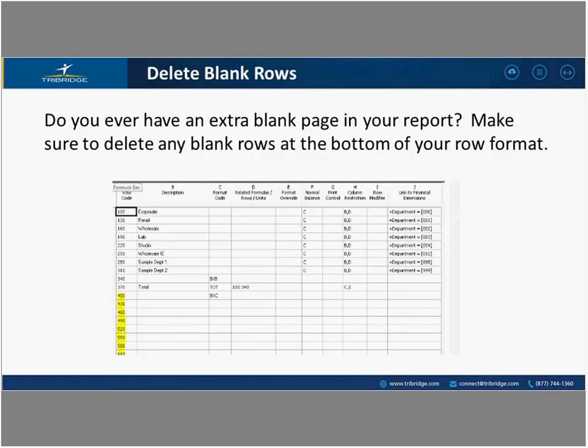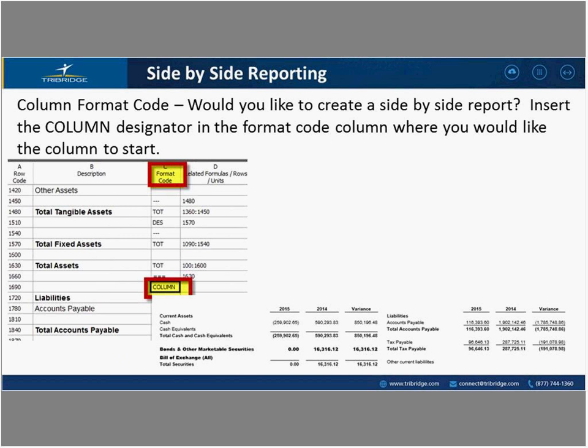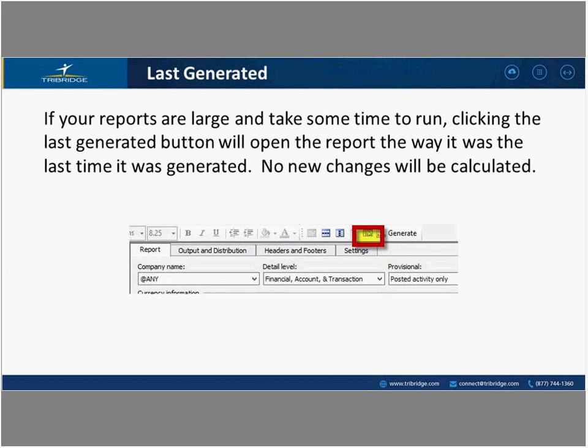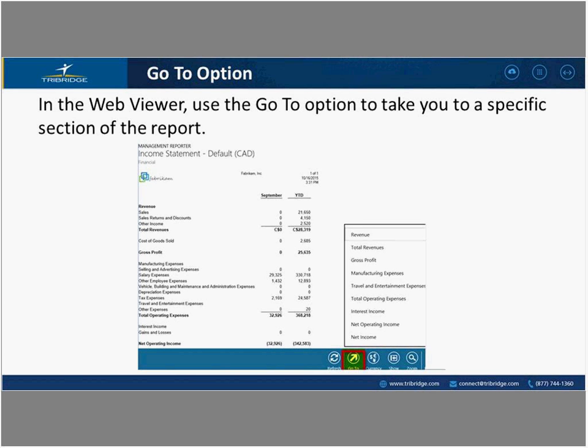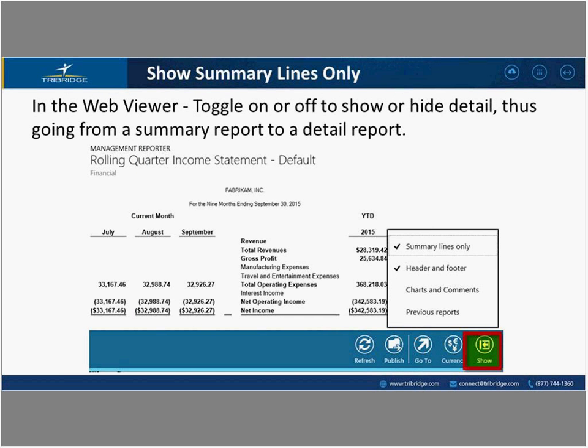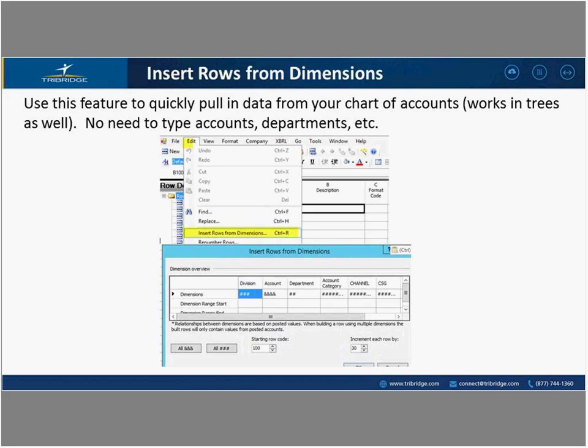Page at the back of the report and moving those blank lines at the end of the row format. To side-by-side reporting and indenting, I skipped that, and that's kind of cool. Last generated, where you'll just click that little button and it'll give you the report the way it was the last time it was generated. Viewing that currency button at the bottom, and it takes you between the different sections of the report. Summary lines only to toggle between a summary report and a detailed report.